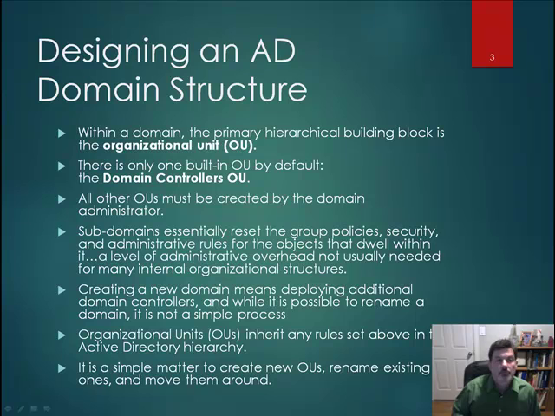So within a domain, we really refer to the organizational unit as the primary hierarchical building block. And by default, there's only one built-in OU when we create that Active Directory, and that is the Domain Controllers OU. Domain controllers have to operate from a different set of rules than all of the other objects by default in the Active Directory, so that Domain Controllers OU has its own group policy associated with it so that it can facilitate access to the domain. All the other organizational units are going to fall to you to be manually created so that you can facilitate whatever objectives you're trying to do with those organizational units.